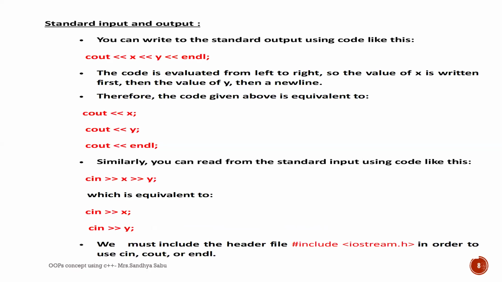Next one is standard input and output. In the C++ programming language, we use cout and cin statements. The cout statement is called the print statement; it helps us display information on the screen, whereas the cin statement is used to read values, that is, to get the values from the user. Both the cout statement and cin statement come under the header file called iostream.h.